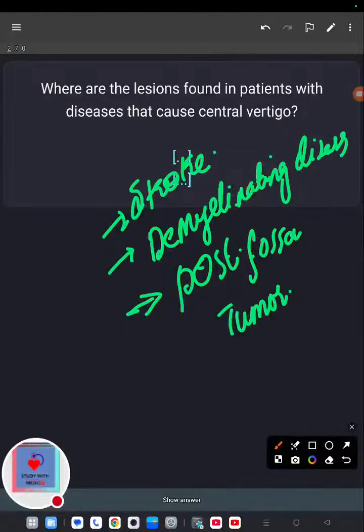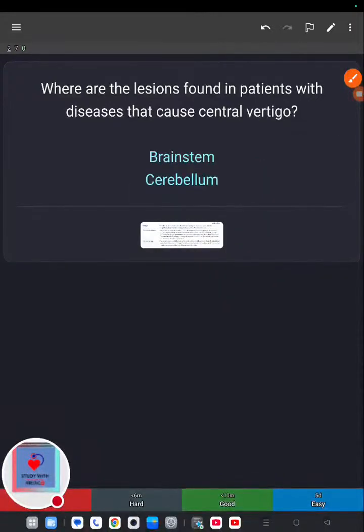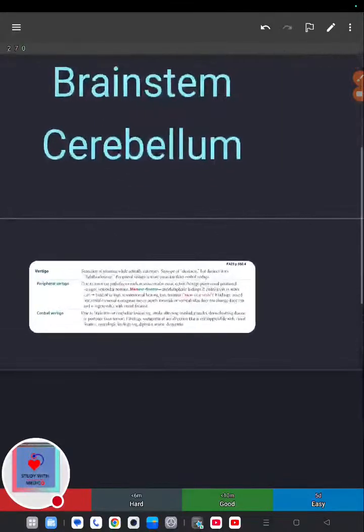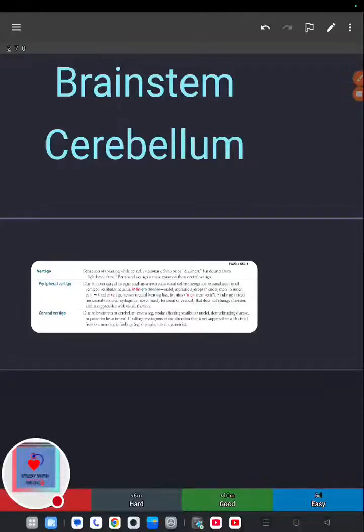So what will be there here? You will see nystagmus in any direction. The nystagmus will not go away even on fixation of vision. Another finding is diplopia, ataxia, and dysmetria. Brainstem, cerebellum. Okay, brainstem and cerebellar lesions.